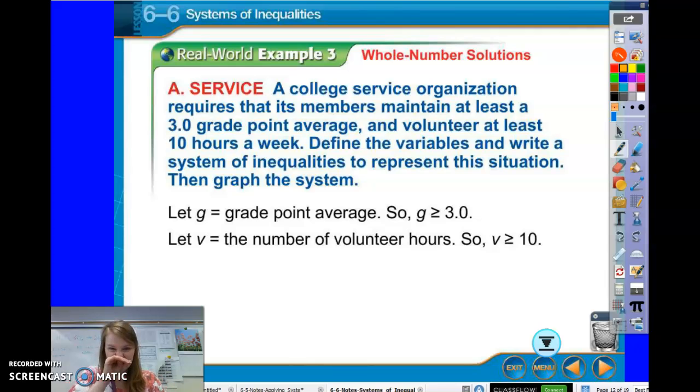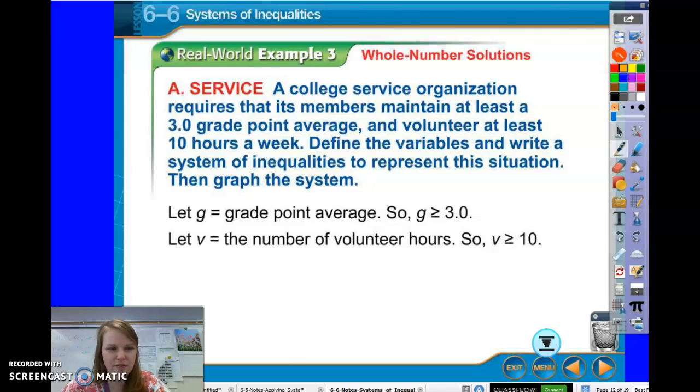Okay, how about this one? This example says, a college service organization requires its members to maintain at least a 3.0 and volunteer at least 10 hours a week. So we need to write inequalities and then graph them. These are super simple. This is saying G, grade point average, is greater than or equal to 3. Volunteer hours is greater than or equal to 10.